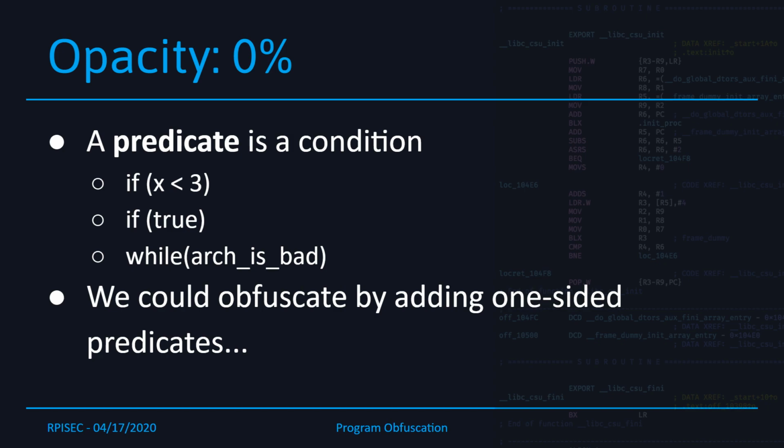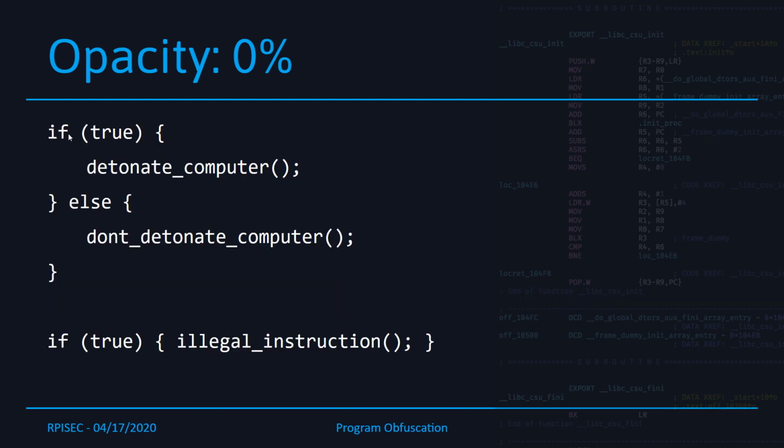But now we can get on to some, I think, more meaty stuff. So a predicate is a condition. Pretty straightforward. If x is less than 3, if true, while the sum of is bad. We could obfuscate our program by adding predicates that only ever go to one side. If true, destroy computer. Else, don't destroy computer. If you didn't do any kind of reasoning about what these branches are doing, you'd think, okay, so maybe it could blow the computer up or it could not blow the computer up. And then maybe you have if true, an illegal instruction, which would crash your program.